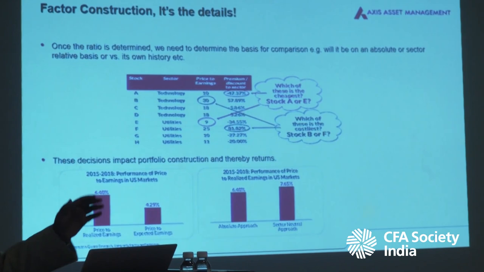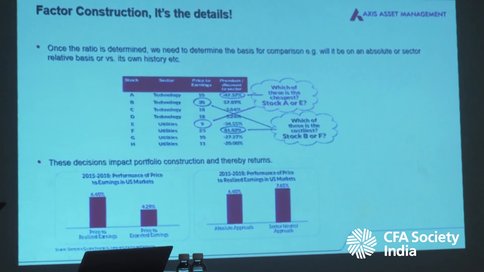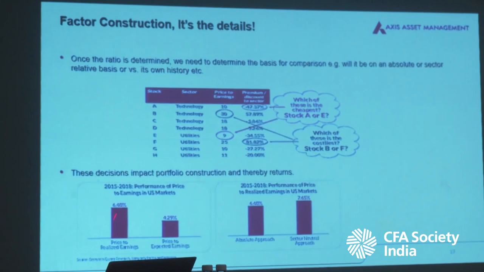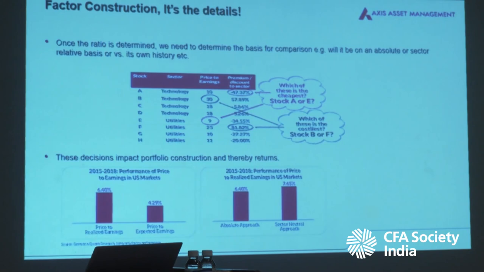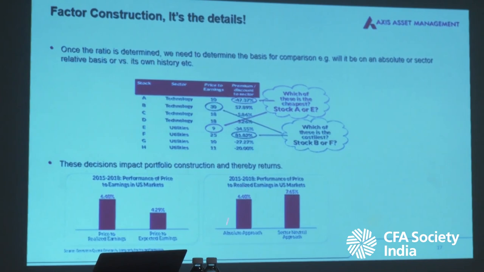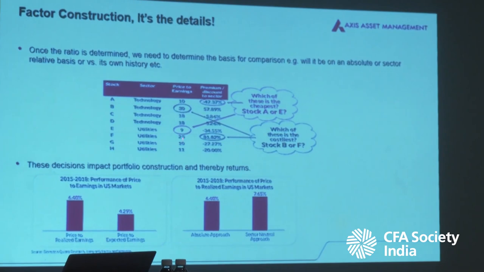So this was a study done just for the period 2015 to 18, right? And this was specifically for the US markets. So if you calculate your price to earnings ratio based on realized earnings as against expected earnings, the differential in return was almost 2%, wherein price to realized earnings did much better. And if you were to then look at your price to earnings in an absolute sense as against a sector neutral approach, by that what I mean is, an absolute approach is where you say stock B is costlier than stock F because the price to earnings ratio is 30 and the price to earnings ratio for stock F is 25.